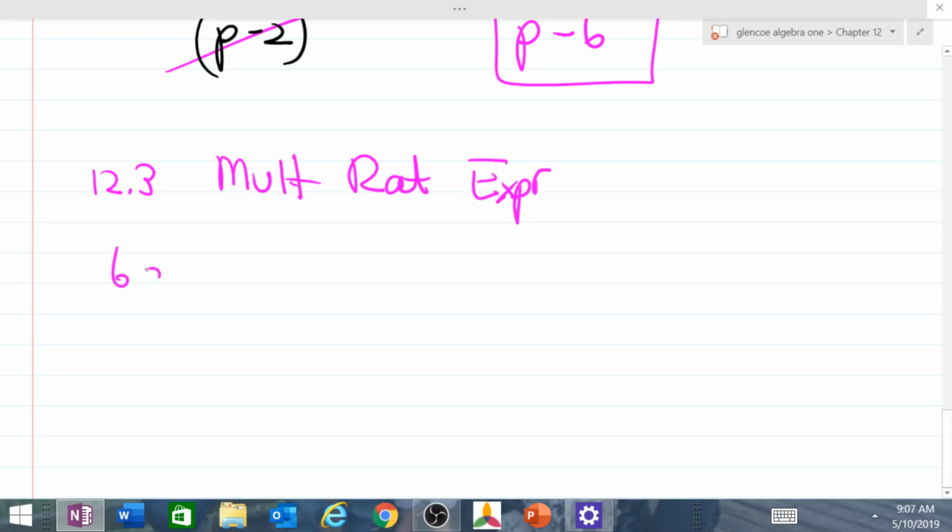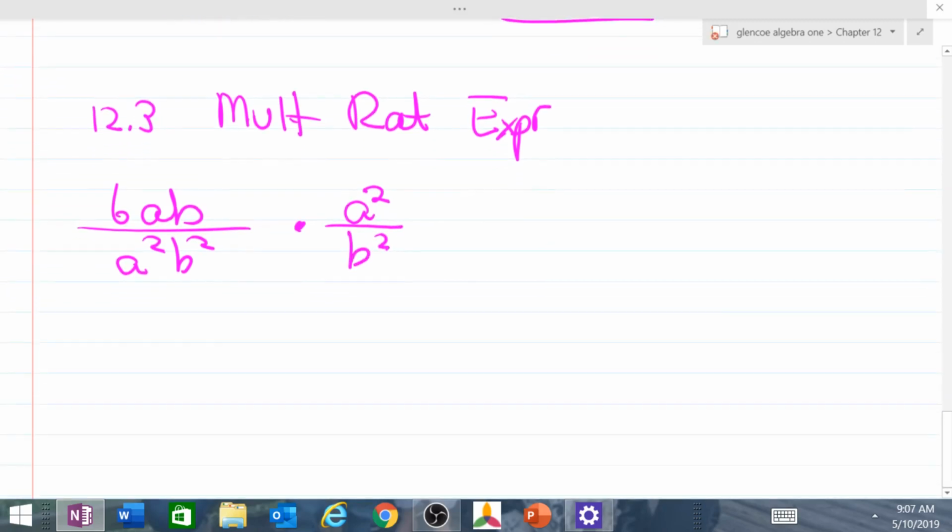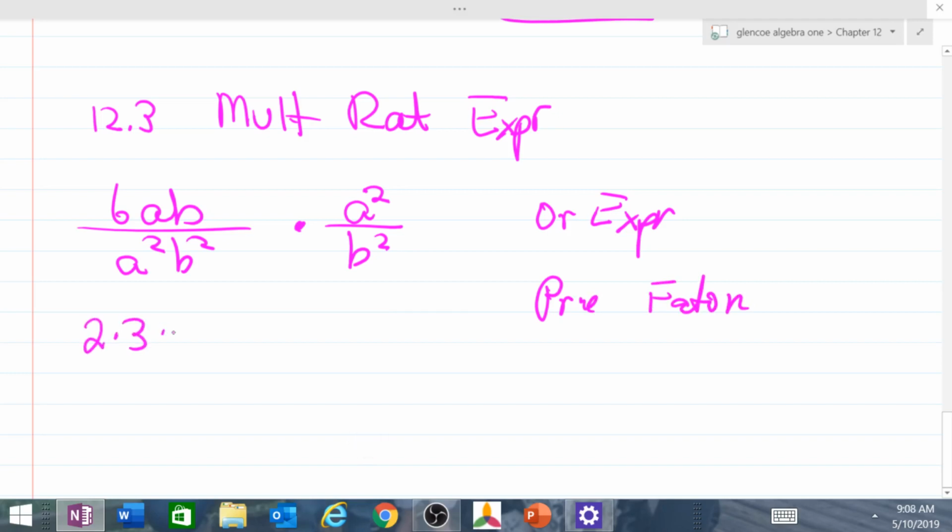Okay, so here's a simple problem. 6ab over a squared b squared times a squared over b squared. So that's my original expression. I'm going to prime factor. So this would be 2 times 3.